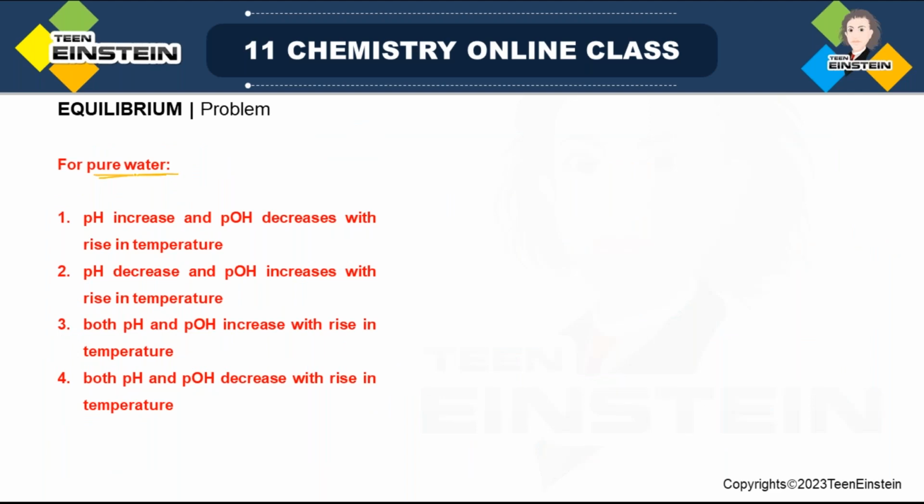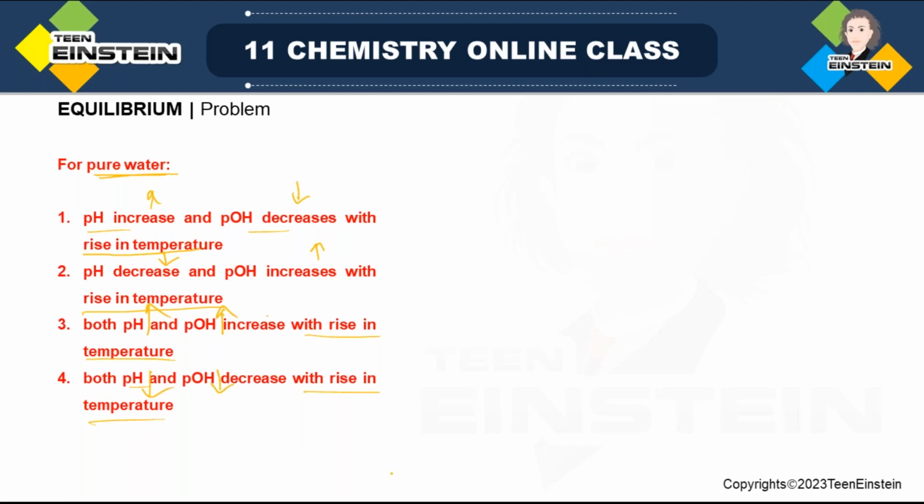For pure water, that means it is neutral. pH increases, pOH decreases with rise in temperature. So here pH is increased, this is decreased. Then the second statement, decrease, increase, that is the reverse. Third statement, both are increased, when you are increasing temperature, because the statements are all with rise in temperature. This is common. And in the last option, both are decreased. Now, which one is true?